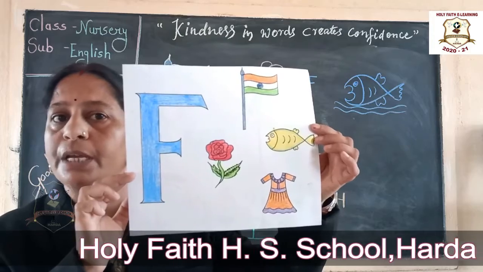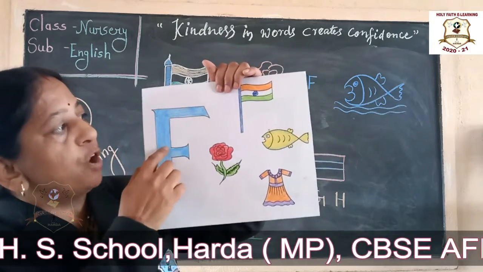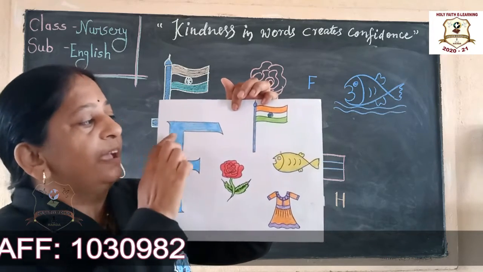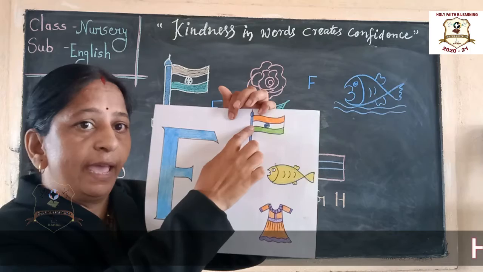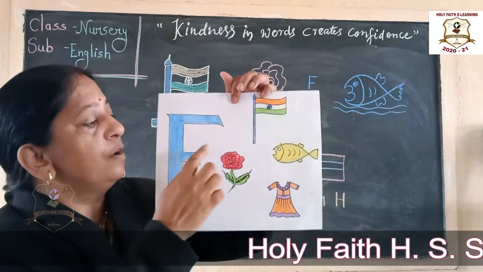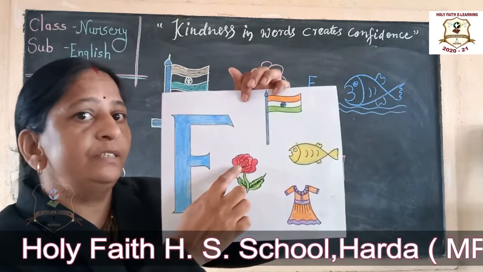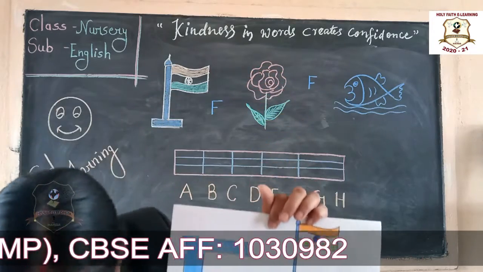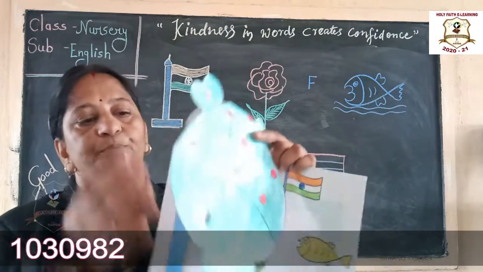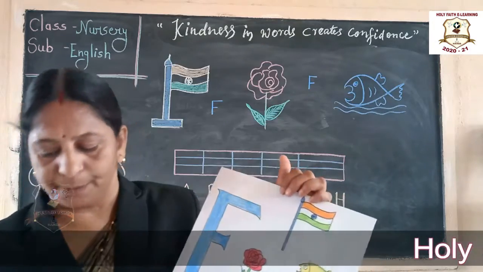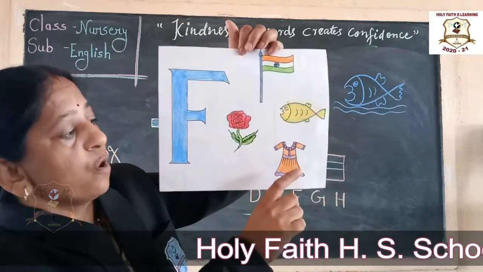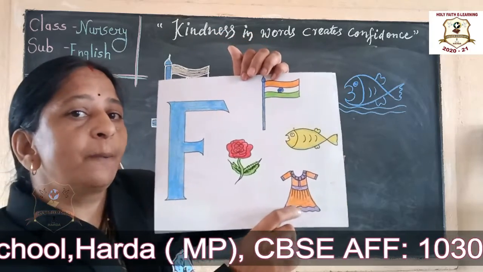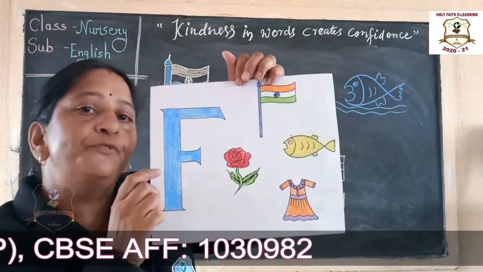Which letter we will learn today? F. F for flag. Flag means jhanda. F for flower. Flower means fool. F for fish. See? Fish. F for frog. Girls pehante hai na frog? Yes, F for frog. And sound of F is F.